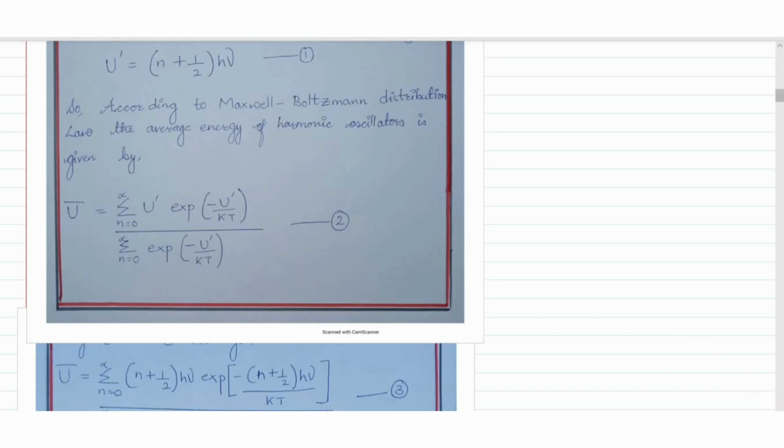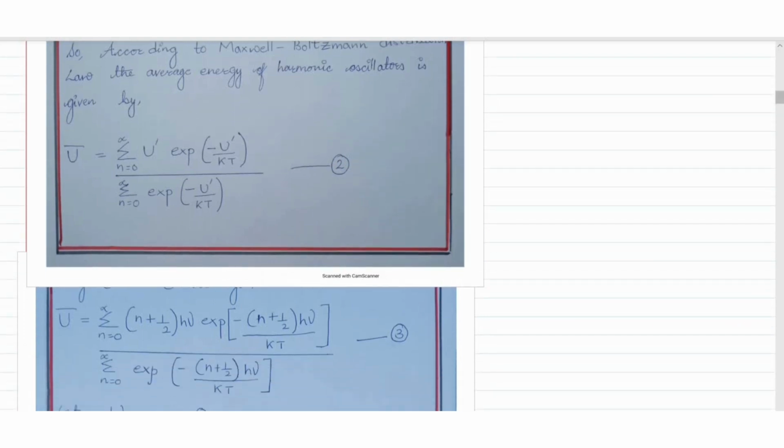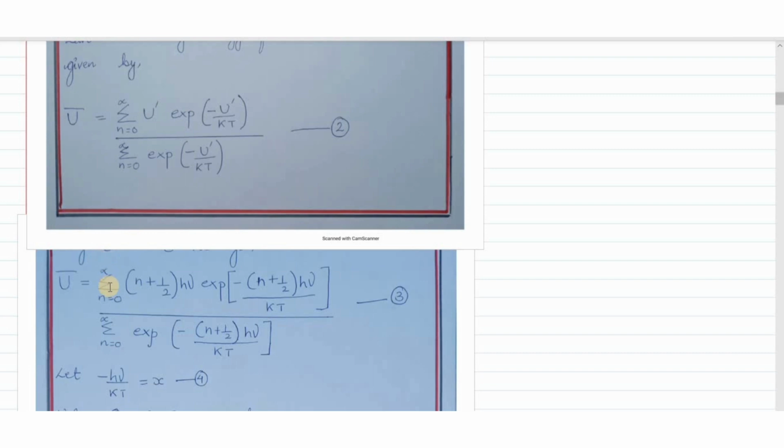Now using equation number 1 and 2, we get that U bar is equal to the summation of n equals 0 to infinity, in place of this U', we can write (n plus 1 by 2) h nu exponential minus (n plus 1 by 2) h nu by kT, whole divided by the summation of n equals 0 to infinity of exponential minus (n plus 1 by 2) h nu by kT.